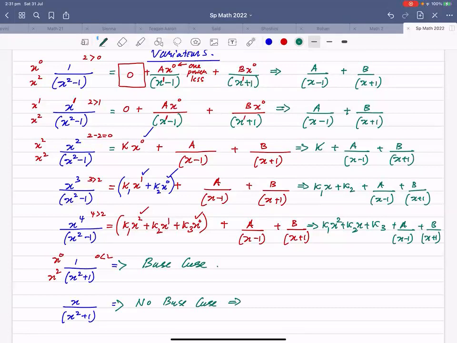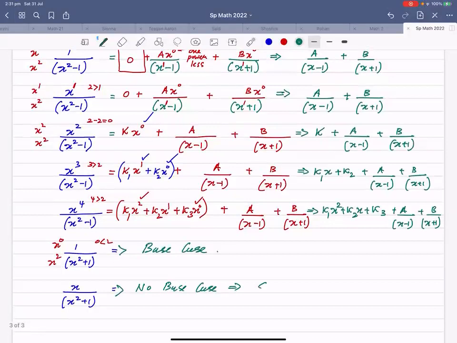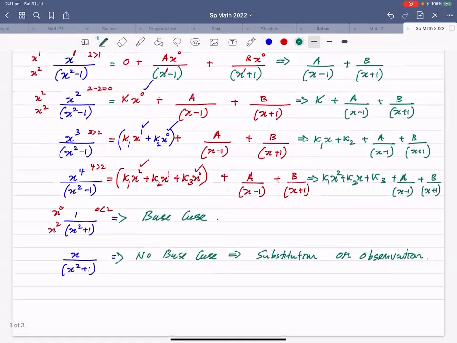Guys, speak up. Sir. Yeah. Well, if you were to integrate it, you would use substitution. You can use substitution, yes. Substitution. Right. Or observation.